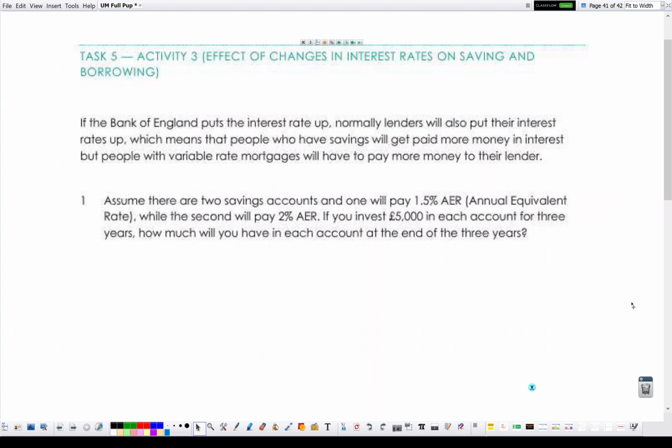This is task 5, activity 3 of the Understand Money unit, the final activity in the course, and it is a short activity talking about the effect of interest rates on savings and borrowings. Okay, this is quite an important one actually to finish with.